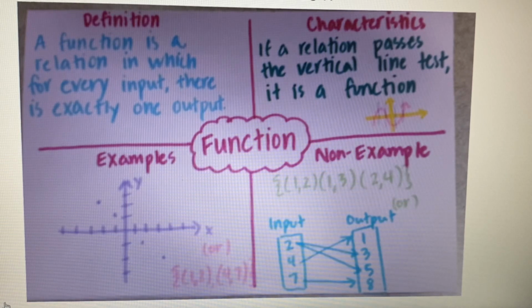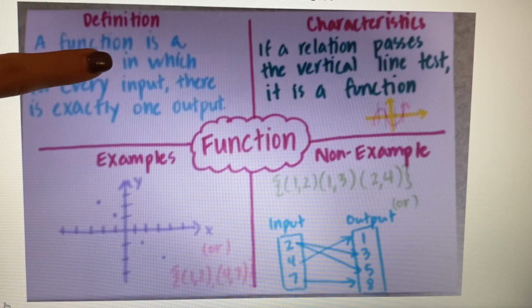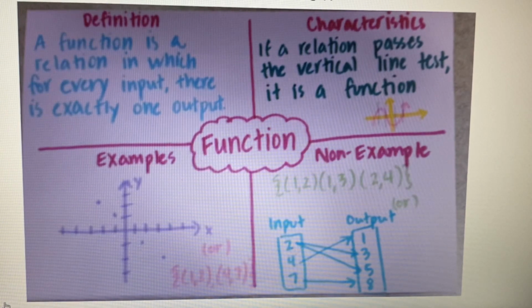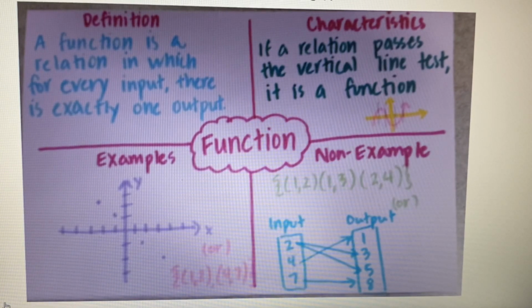I want you to remember a function, and I know this says a relation, but in class we use the word rule, okay? So I'm going to put the word rule back in here instead of relation. So a function is a rule in which for every input there is exactly one output, okay? That's what we're looking for to determine if something is a function. For every input there has to be exactly one output.